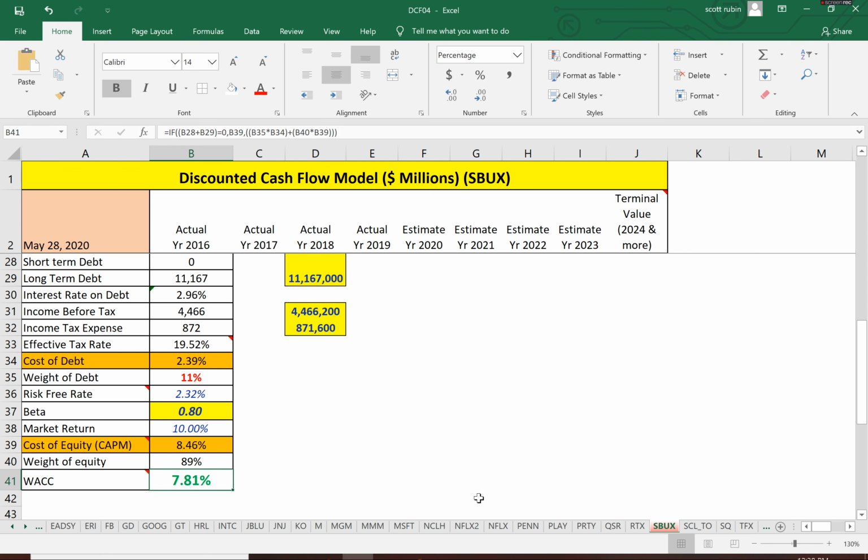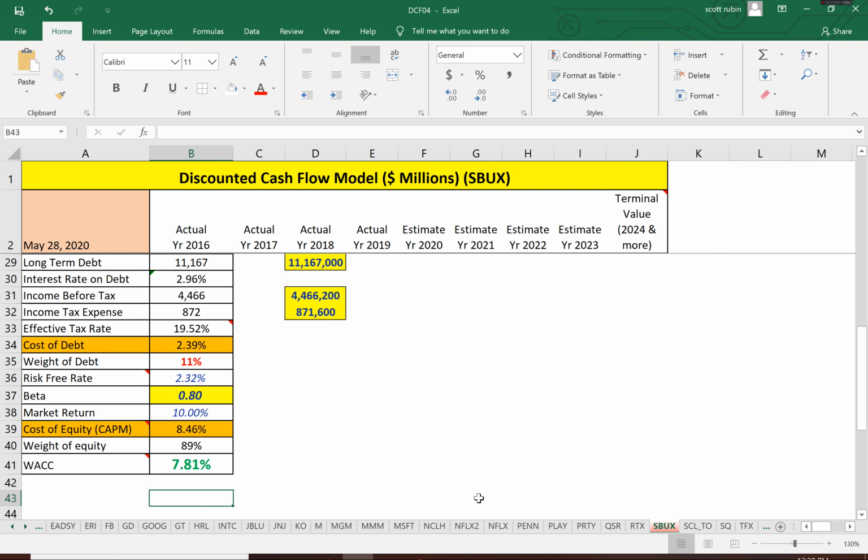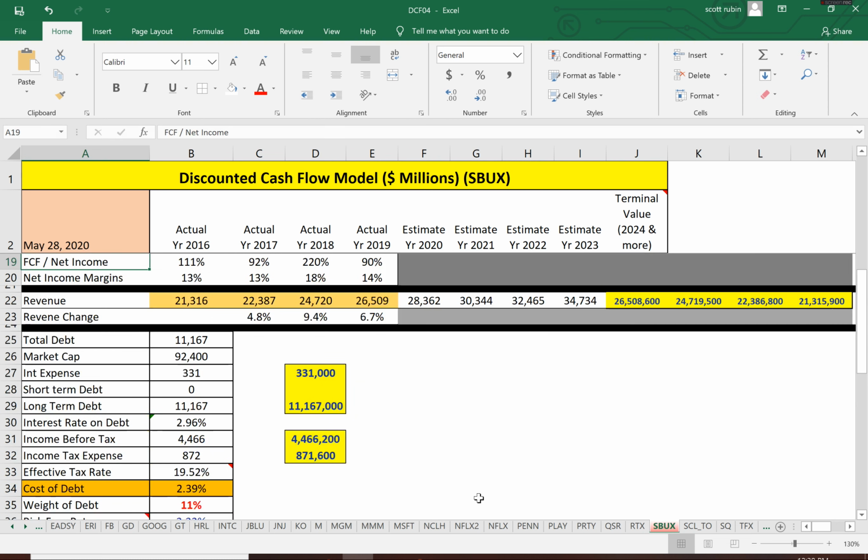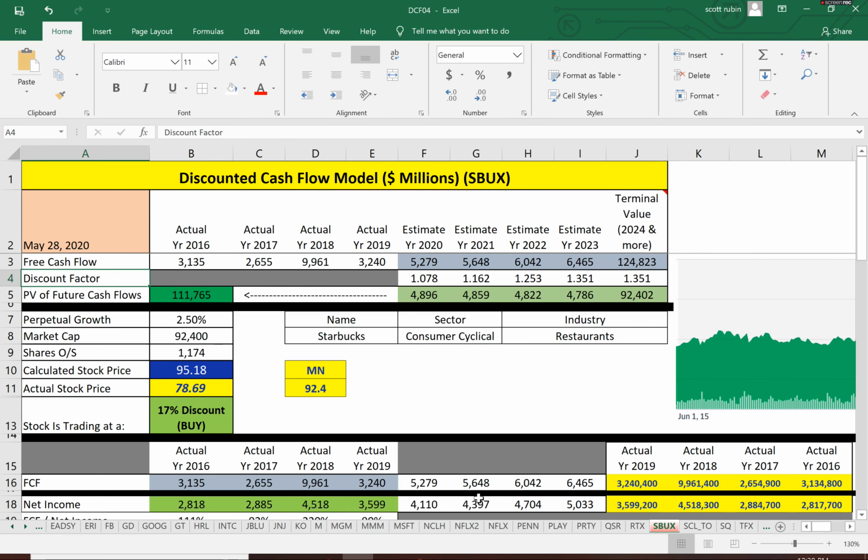And now the WACC, the weighted average cost of capital, is 7.81%. So that's the cost for Starbucks to obtain financing, 7.81%. So Starbucks needs to generate at least that amount of profit each year to add value to its investors. If it's below that, then it's not adding value to its company. So now that we have the discount rate, let's discount the future free cash flows.